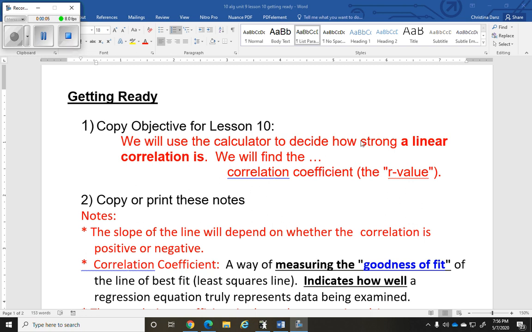So we're on lesson 10. This is like when things get a little more complicated. I really need you to focus. I need you to send me any questions if you have them.